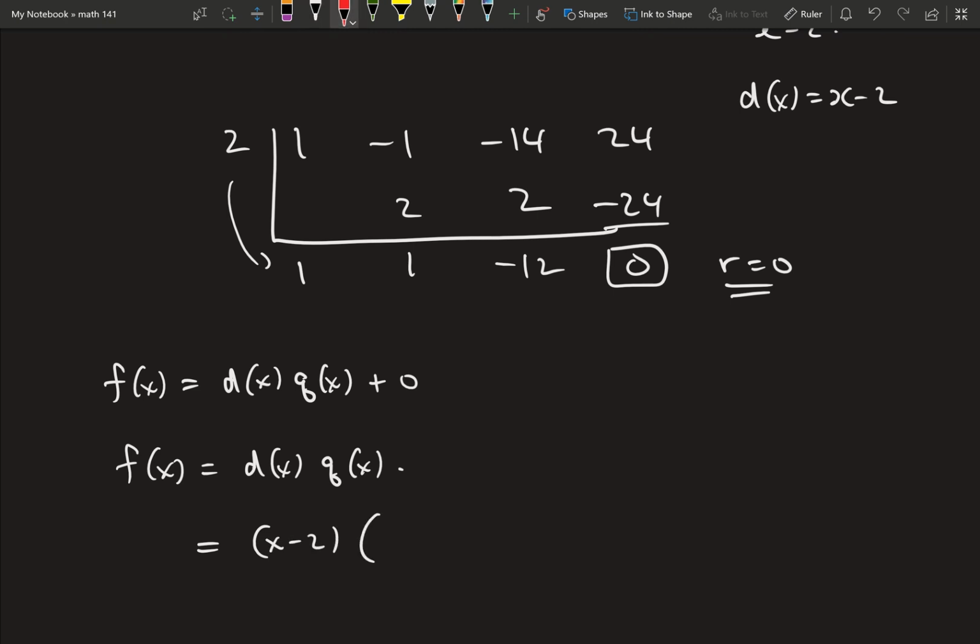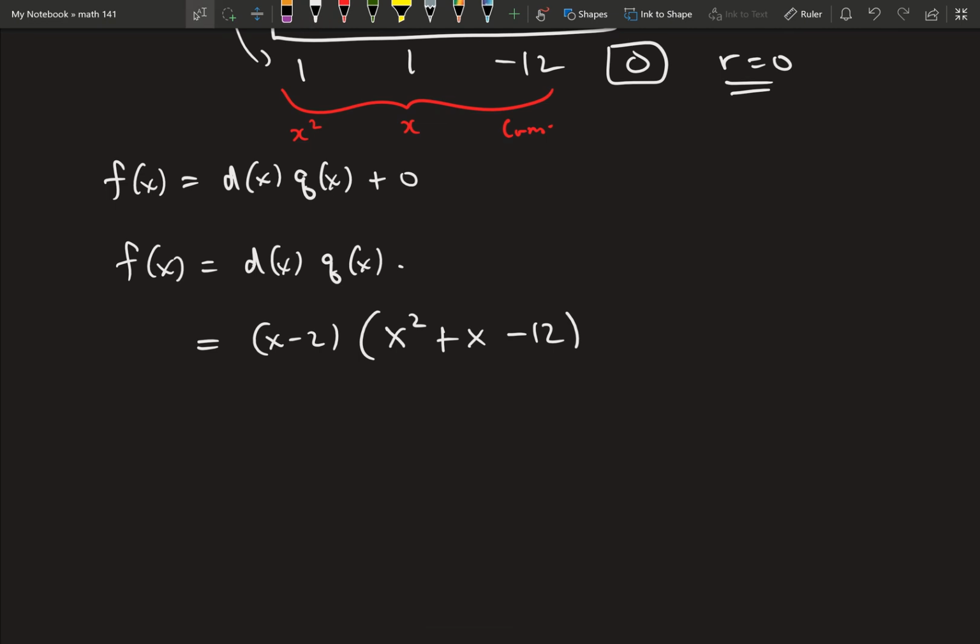Well, let's recall how to do this. This was the x cubed term, this was the x squared term, x term, and constant for f. This thing here is what defines q, where this is the x squared term, this is the x term, this is the constant term. So what we have here now is x squared plus x minus 12.